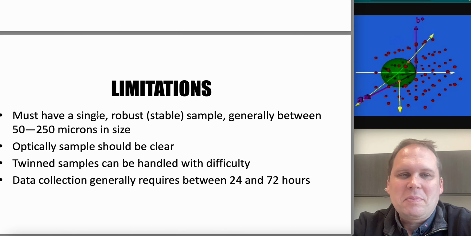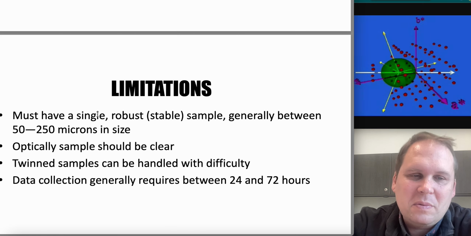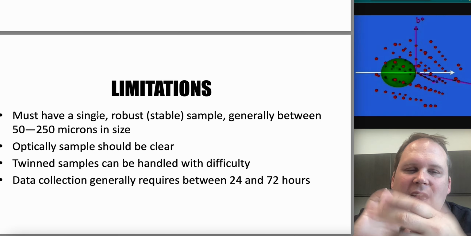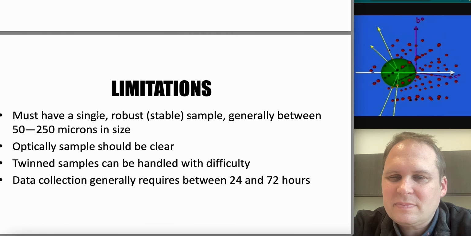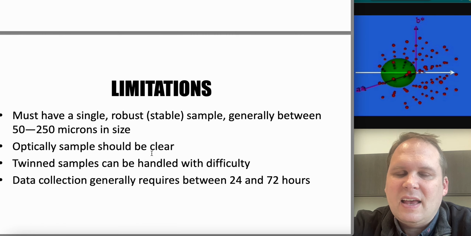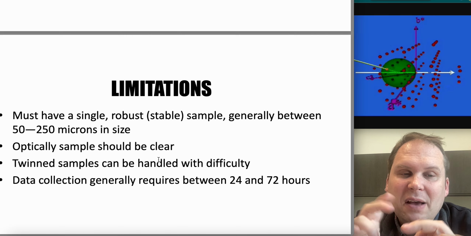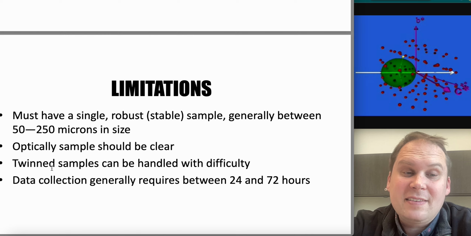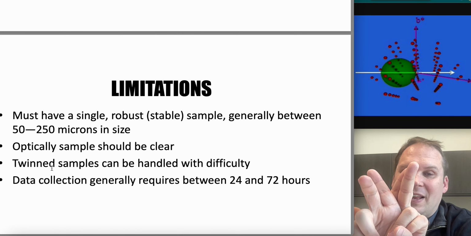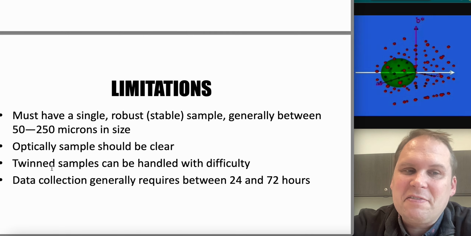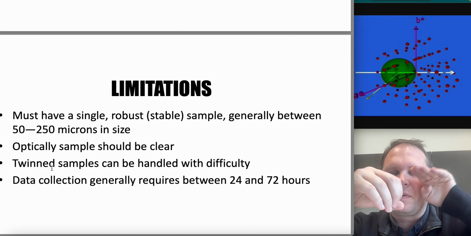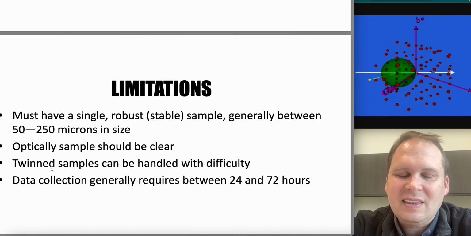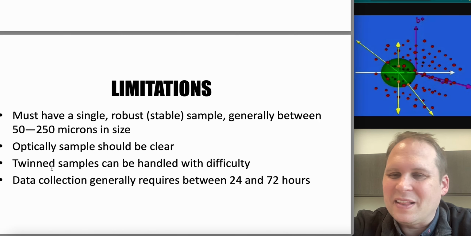But yeah, you need a robust sample. It has to be able to stand up to a little bit of X-rays without changing shape or something like that. It should be clear, not cloudy or with inclusions or air bubbles. Twinned samples where you've got two crystals growing out from a common point are difficult to handle. You have to try and position it so you're only shooting through one of the twins at a time. And even then, yeah, good luck.